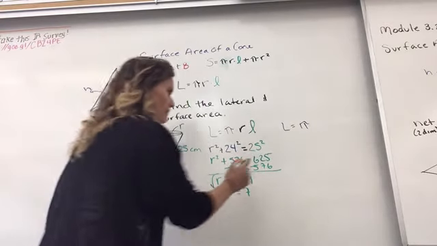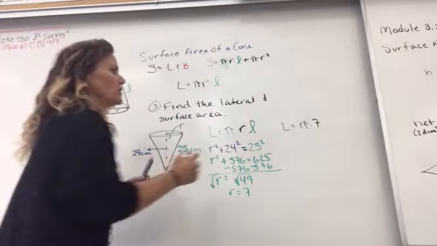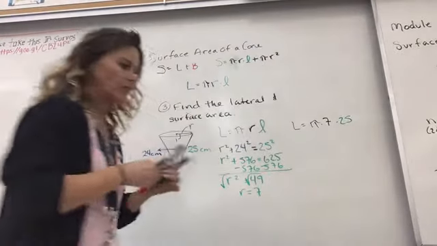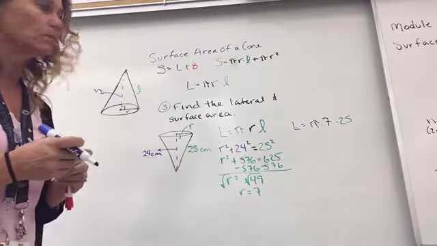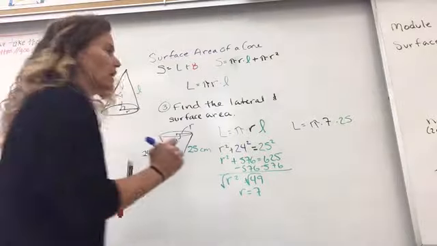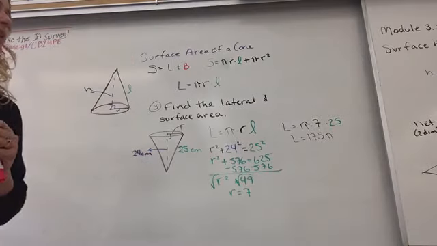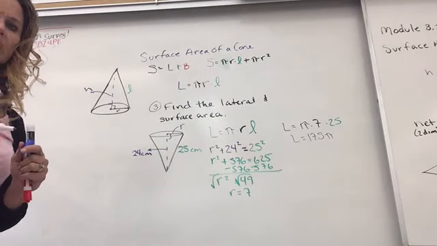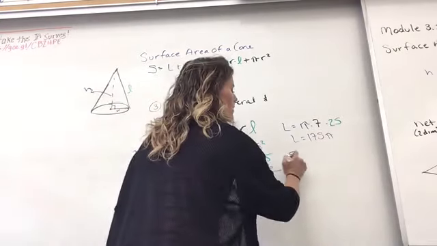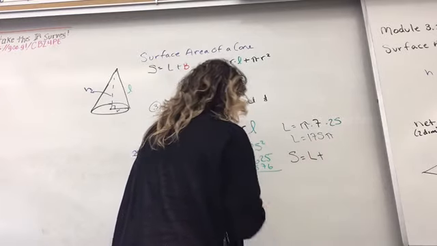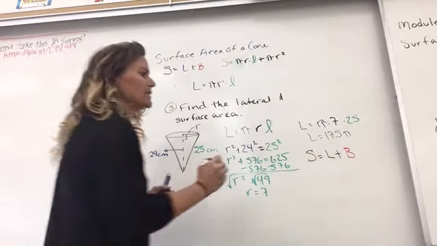The r value is 7, times the slant height, which is 25. So my lateral area is going to be 175 pi. And again, unless they tell me to round, I'm going to leave that pi value in there. So now our next step is to find that surface area. So remember, surface area is the lateral plus the area of the base. So we got to go find that base.